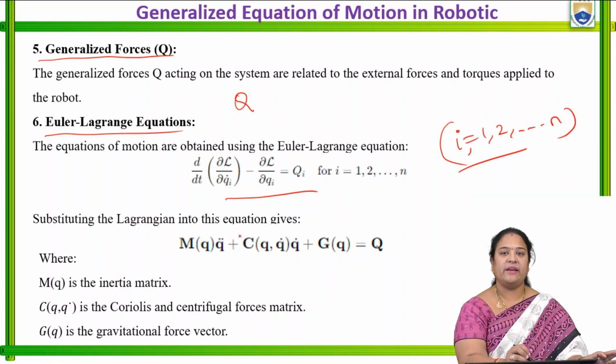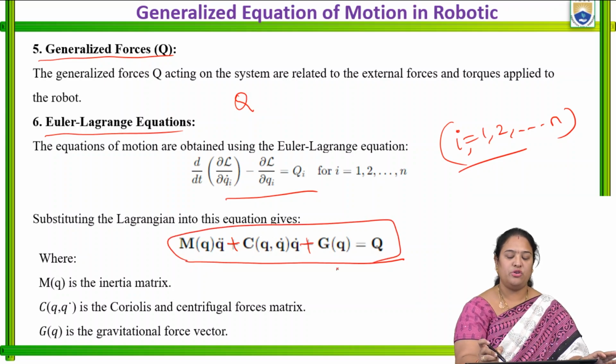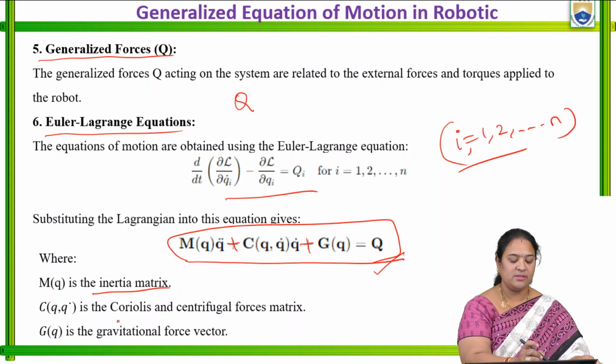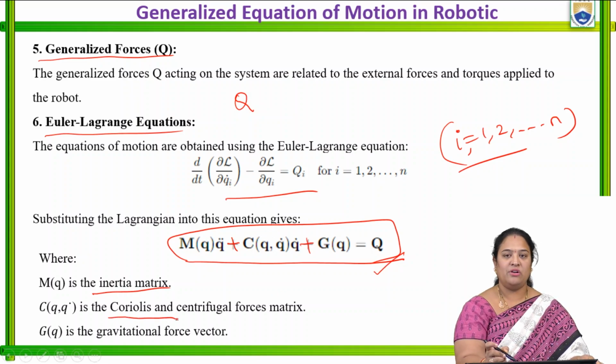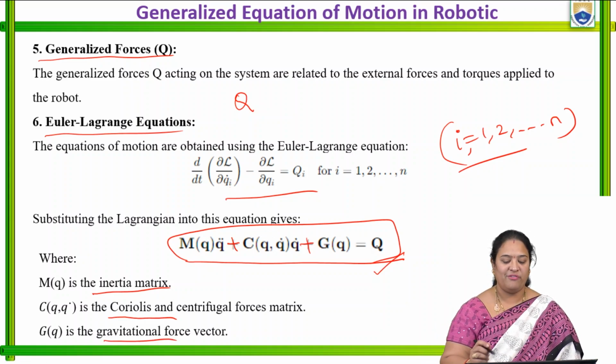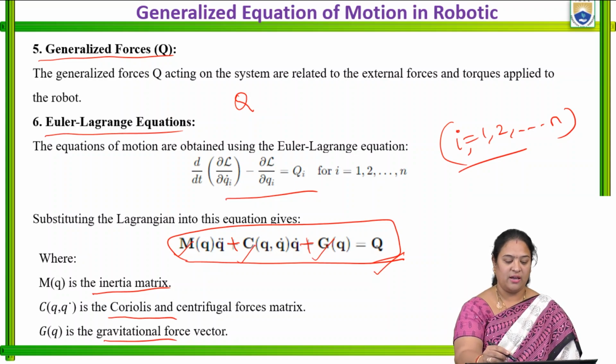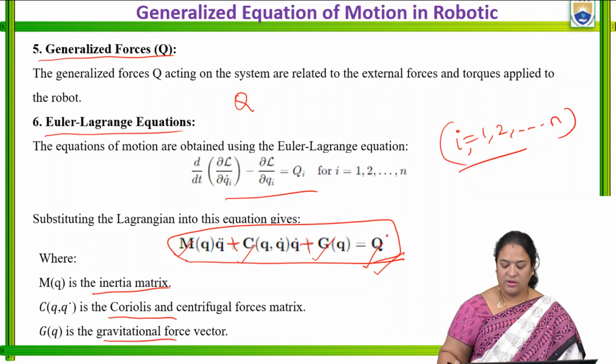Now substituting the Lagrangian in this equation, we get M of q q double dot plus C of q, q dot into q dot plus G of q is equal to Q. Here M is the inertia matrix, C is the centrifugal force matrix, and G is the gravitational force vector, whereas Q is the generalized force.